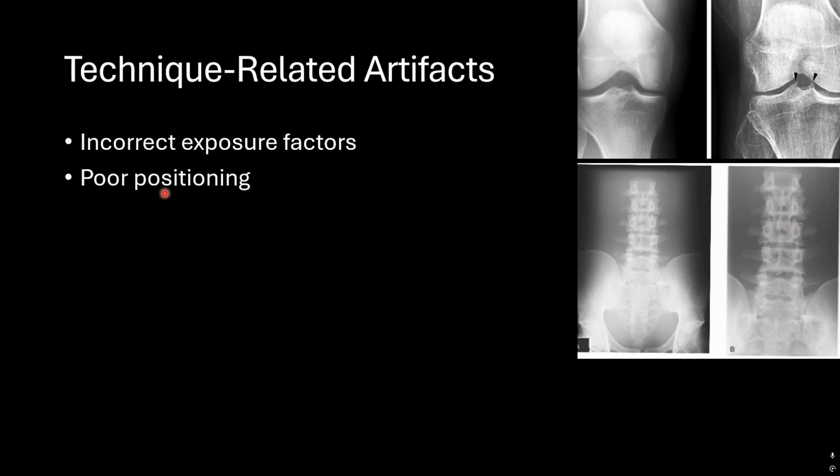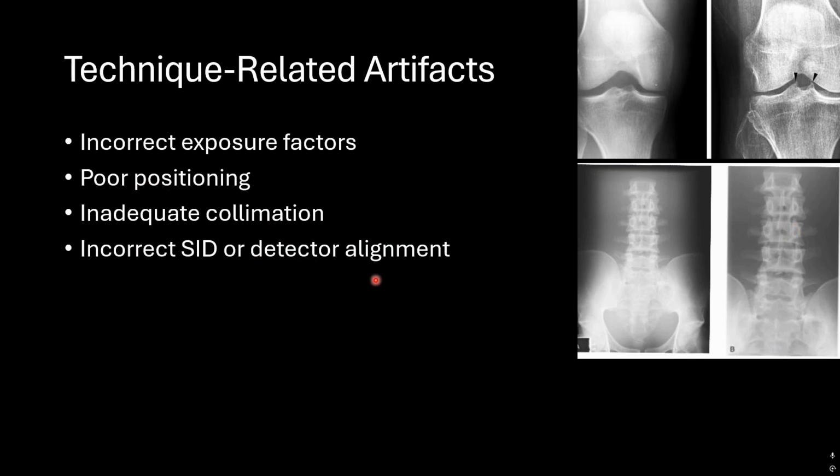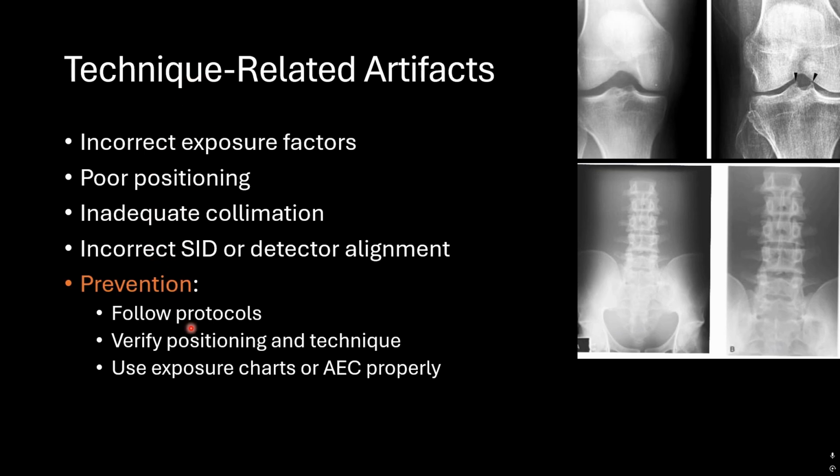And then we have poor positioning or inadequate collimation. Incorrect SID or detector alignment, as we mentioned before, which will reduce the image quality that is produced. To prevent technique-related artifacts, we should follow protocols, verify positioning and technique, and use exposure charts or AEC properly.